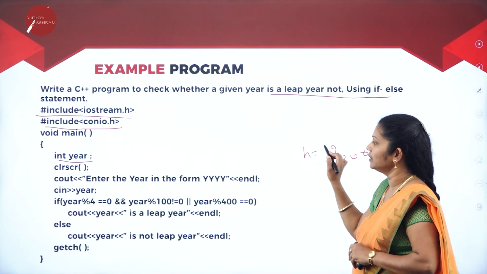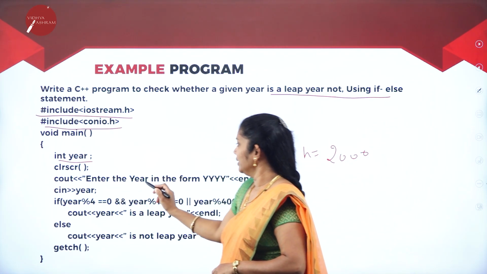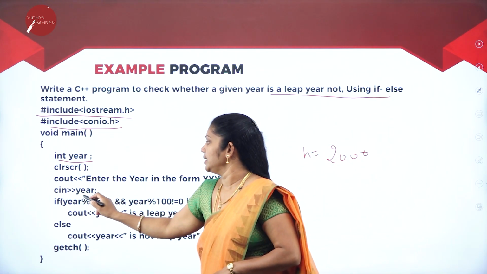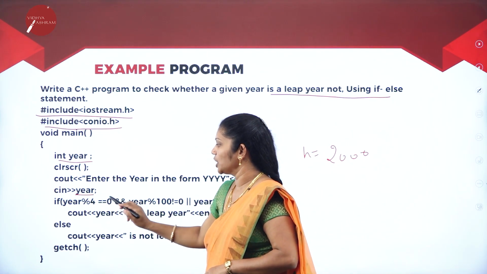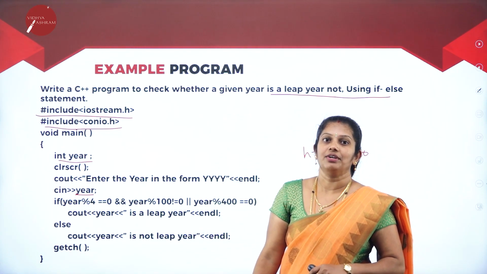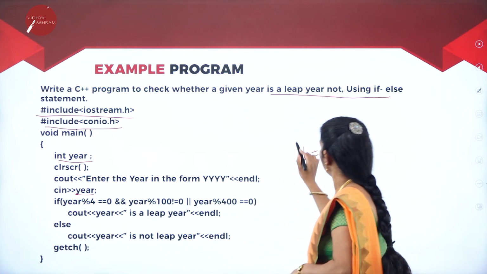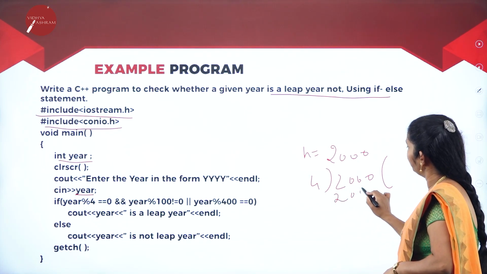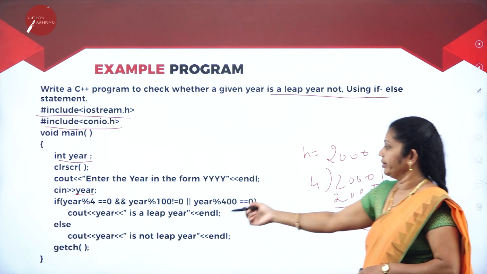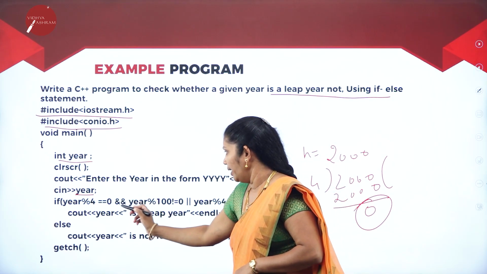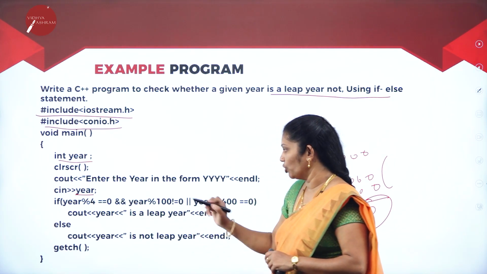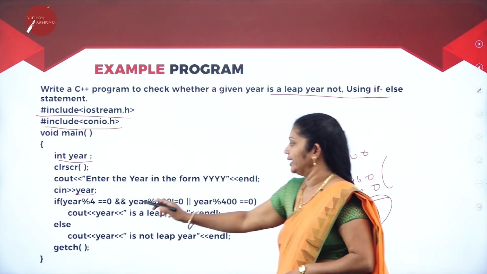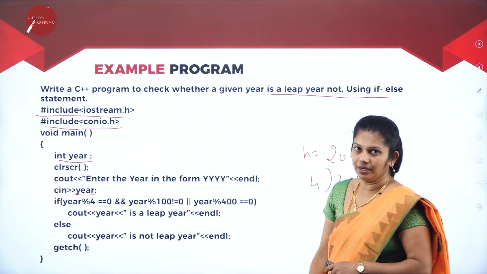That means year represents here 2000. Then enter the year in the form of 4 digits. Especially here I have given 4 digits. Then cin >> year. If year % 4 is equal to 0, if the remainder is equal to 0 when I divide by 4, see here, 2000, I will divide this by 4. Then if the remainder is equal to 0, then also we can say it's a leap year. And year % 100 is not equal to 0 or year % 400 is not equal to 0. In that case, we say that the year is a leap year.